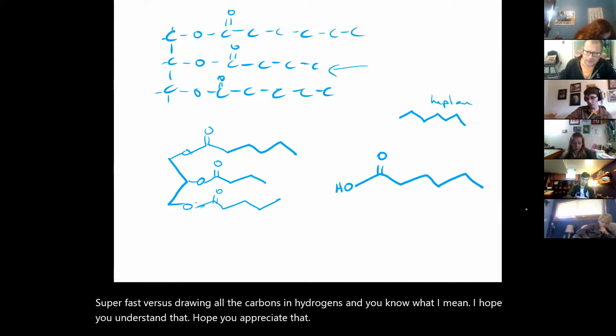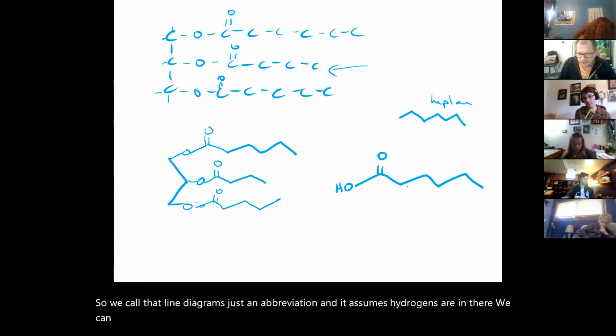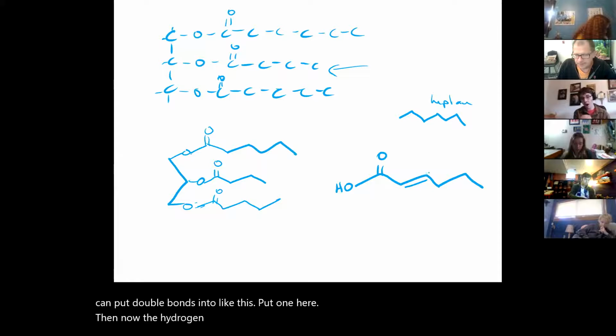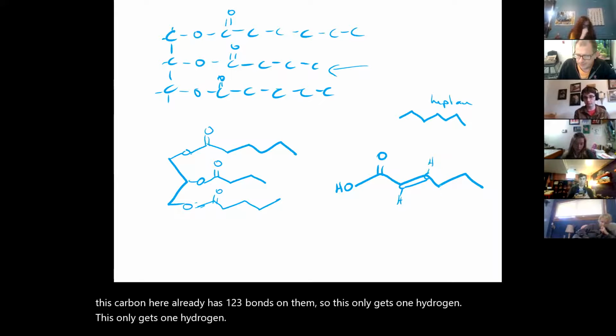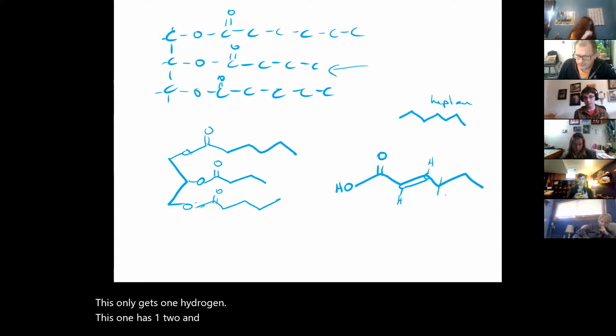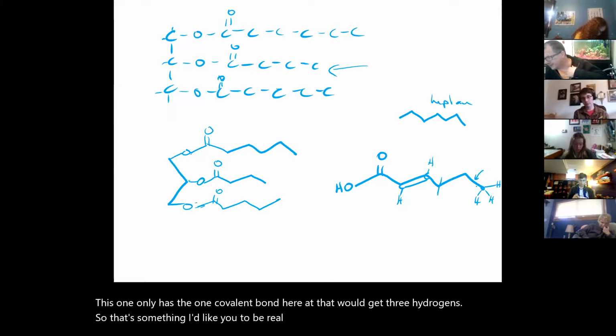So we call that a line diagram. It's just an abbreviation, and it assumes hydrogens are in there. We can put double bonds in too, like this, put one here. Then the hydrogen number changes because there's a double bond. This carbon here and this carbon here already have 3 bonds on them, so this only gets 1 hydrogen. This only gets 1 hydrogen. This one has 1, 2, so that would get 2 hydrogens, like that. This one only has the 1 covalent bond here, so that would get 3 hydrogens. So that's something I'd like you to be real good at, understanding the hydrogens and the valence of carbon and all of that stuff.